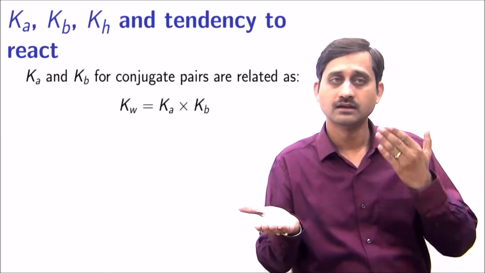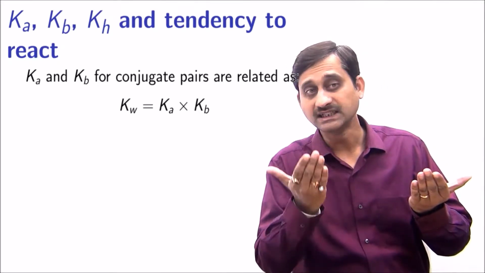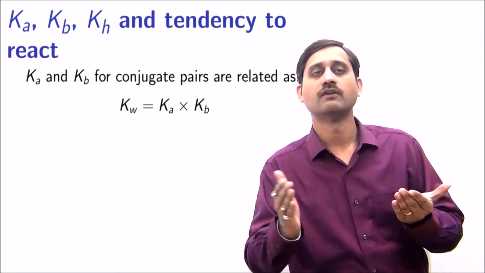We have used Ka and Kb as the parameters to decide the strength of acid and base respectively. Higher the value of these constants, more is the strength. For an acid-base conjugate pair, we can have Ka of the acid and Kb of its conjugate. In such case, Ka and Kb are related in a very simple manner. That is, Kw is equal to Ka of the acid multiplied by the Kb of its conjugate.